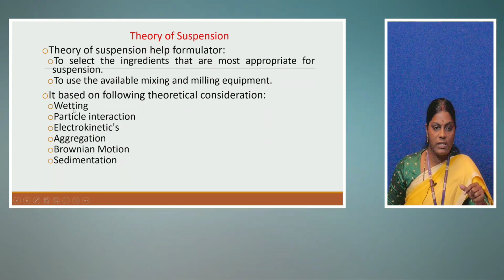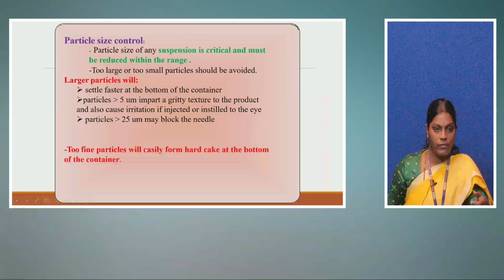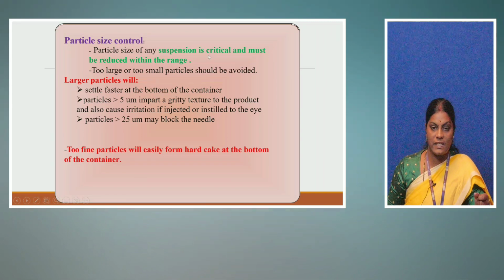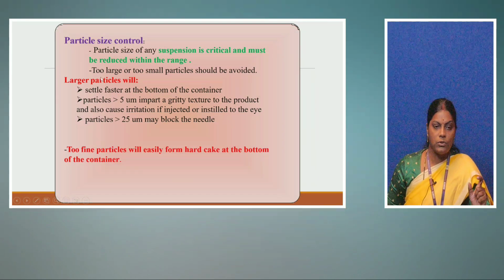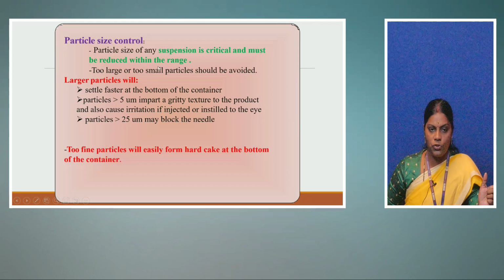What are they? First one is wetting of the particles. Next are particle interaction, electrokinetic properties, aggregation of the particles, Brownian motion and sedimentation. And we need to control the particle size. How can you control the particle size? Particle size of any suspension is critical and must be reduced within the size range. Too large or too small particles should be avoided. The particle size should not be too large, and it should not be too small.